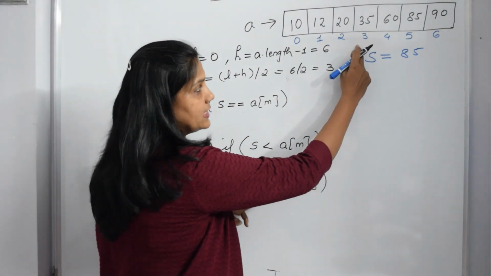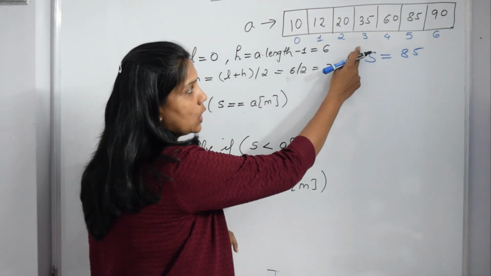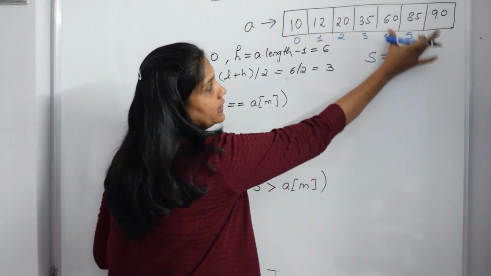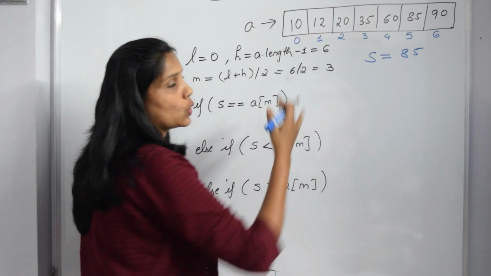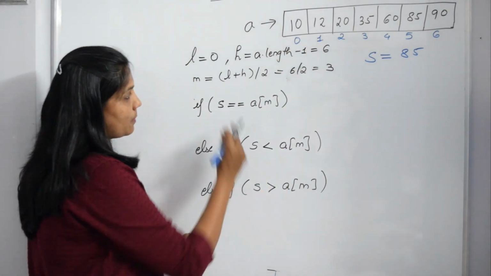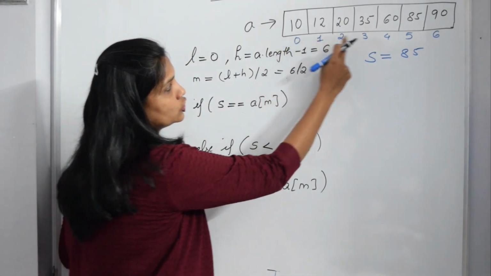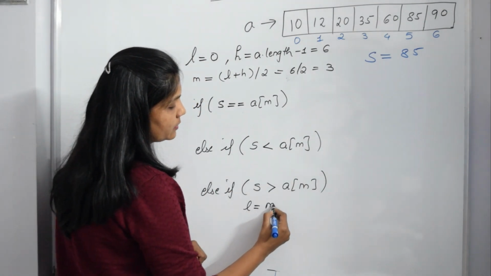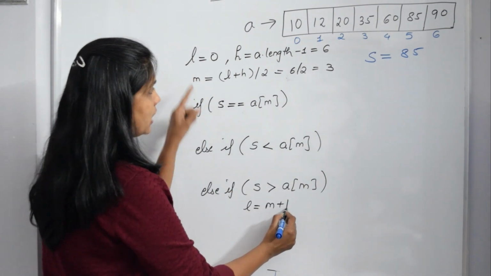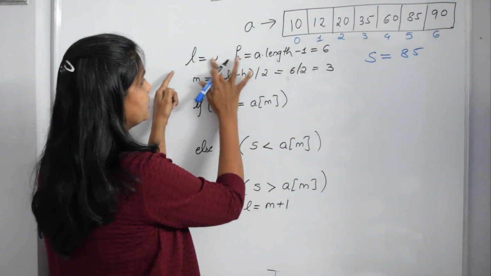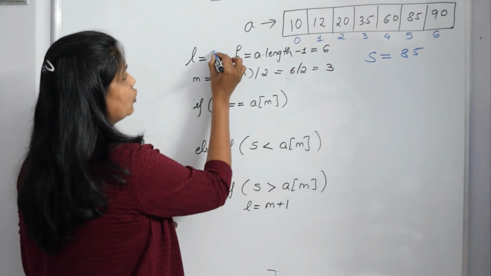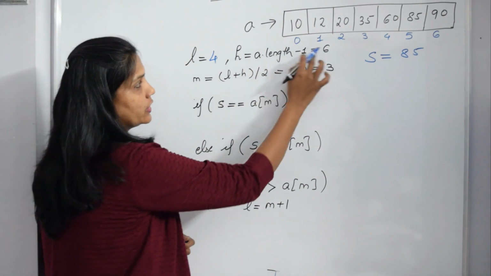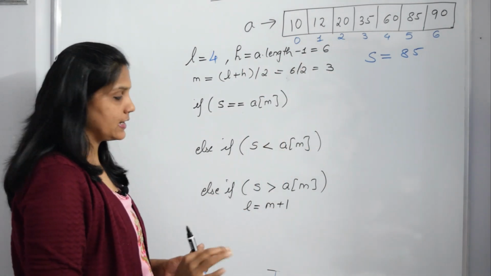Again we say else if the value to be searched is greater than the value at M. Is it? Yes. That means now I have to look up for this element in the second half and ignore the first half. So my L has to change to 4. So you will be saying your L becomes M plus 1. Now your L is M plus 1, so this changes to 4. Your H remains as it is, that is 6.